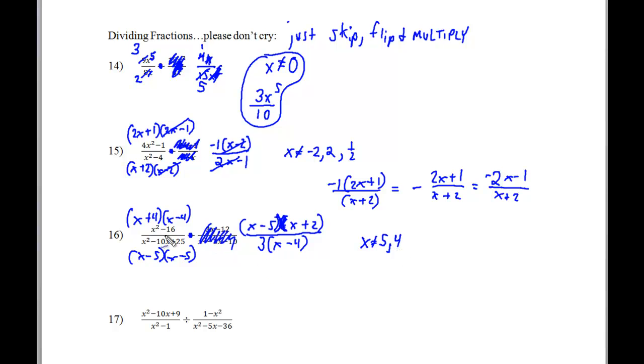Alright, crisscross canceling now. Let's go with the x minus 4s. They go away. The x minus 5s, they go away. And what I'm left with in the numerator is x plus 4 and x plus 2. And in my denominator, I have 3. Notice that 3 did not get simplified with anything else. And the x minus 5.